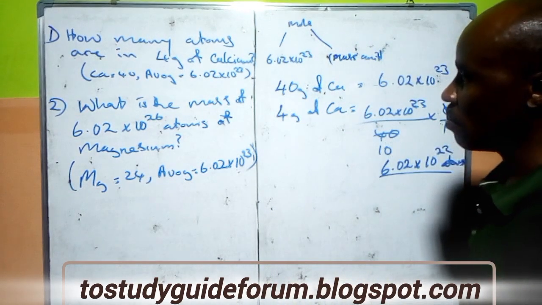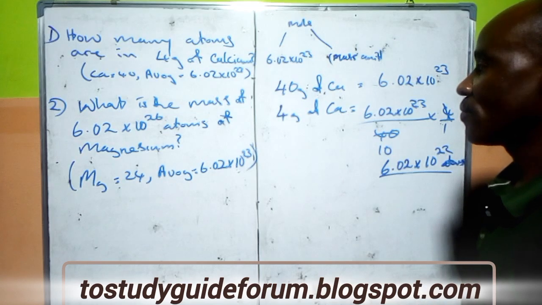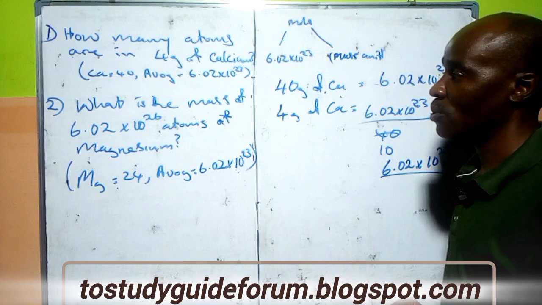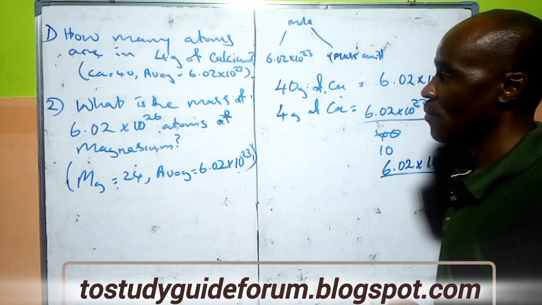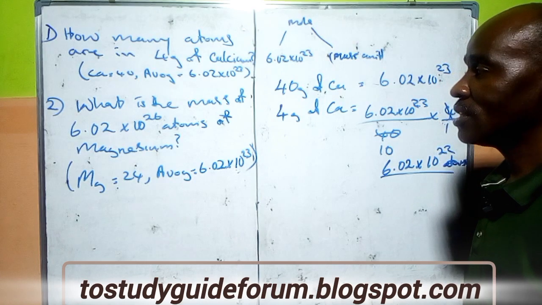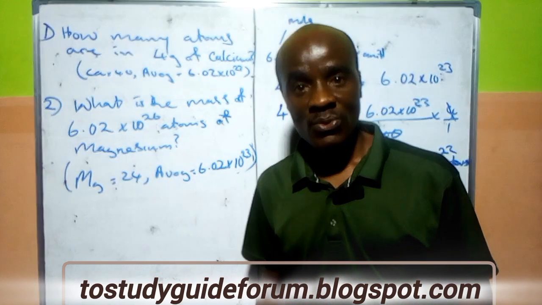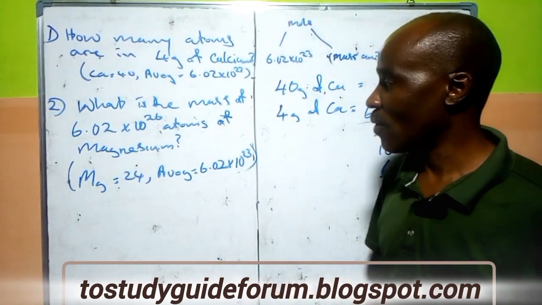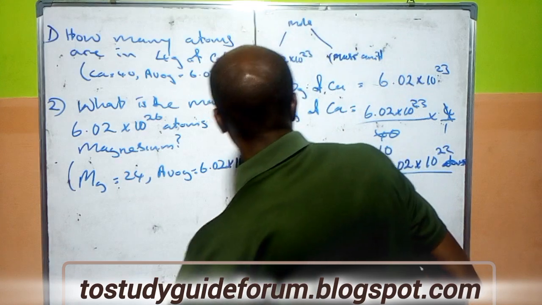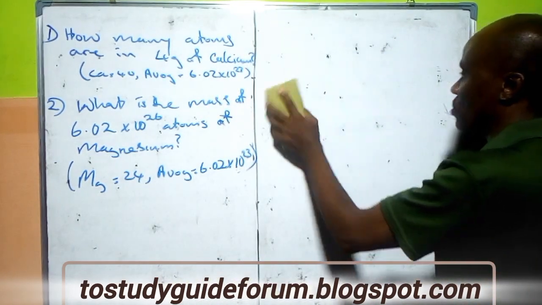The next one says: what is the mass of 6.02 times 10 raised to the power 26 atoms of magnesium? What is the mass of 6.02 times 10 raised to the power 26 atoms of magnesium? So how do we solve this problem? Let's quickly go down to that.